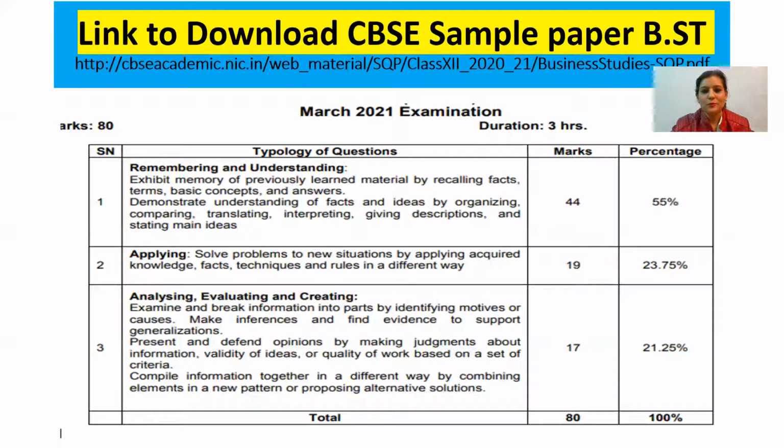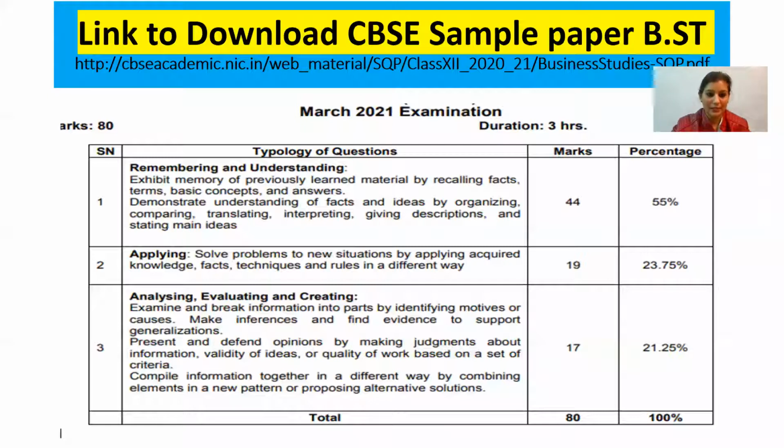Pattern of the paper of March 2021. This is uploaded at cbseacademics.in. Link is given above to download your paper. Remembering based question, 44 marks. Remembering and understanding means what you are learning by acronyms, by mnemonics. Learning basis question, 44 marks.